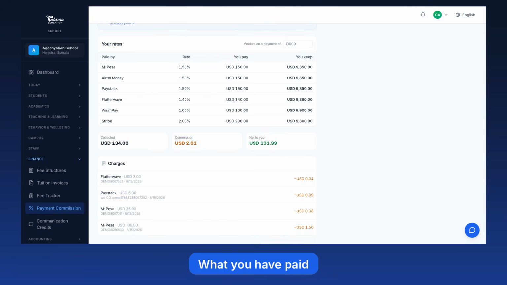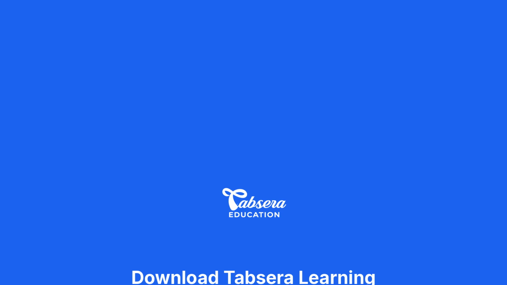And the running total, collected, commission, net to you. This is the figure to read before deciding which processors to offer parents at all. If one rail is materially cheaper for you, that is a decision you can now make with a number in front of you. Read the rate before you choose which processors to offer. It is in your agreement, it is on this page, and it is on every payment in your ledger.